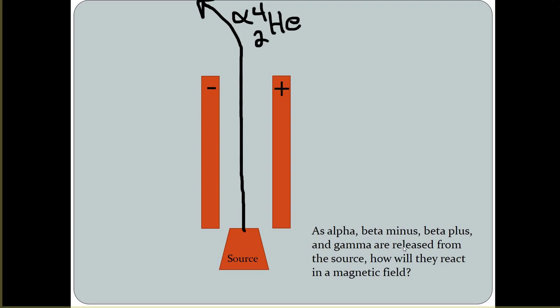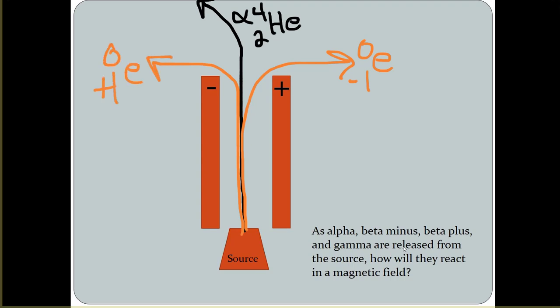So your beta minus, its mass is not so great, and so because of that, it is affected quite radically by a magnetic field. And your positron, or your beta plus, would just go in the opposite direction. So it looks like this. And the very last particle to look at would be gamma. And gamma doesn't have a positive or a negative charge, and so it'll just zip right on through. So again, that's our gamma.